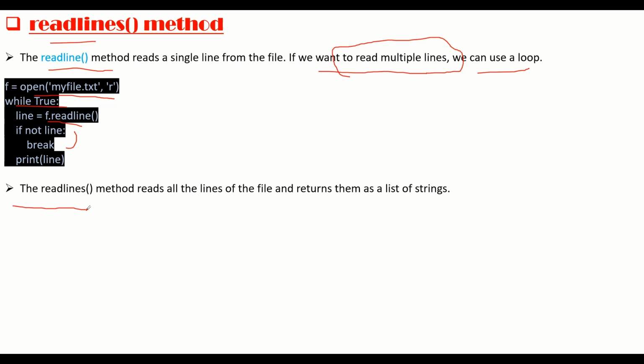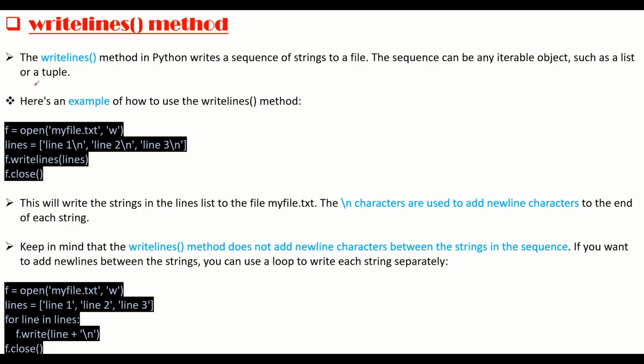So this is the working of the readlines method. Now, the writelines method. The writelines method in Python writes a sequence of strings to a file. The sequence can be any iterable.